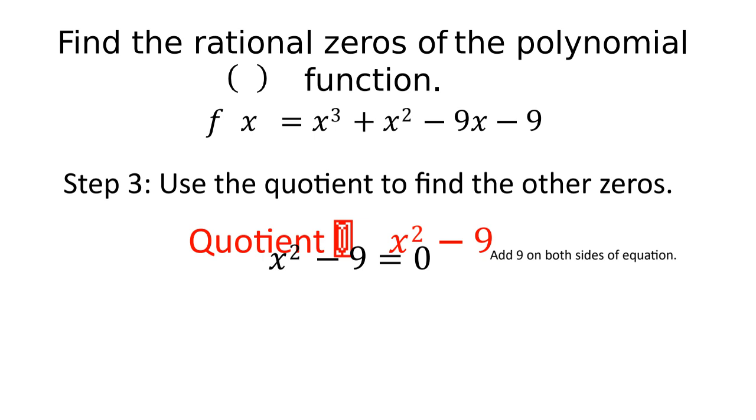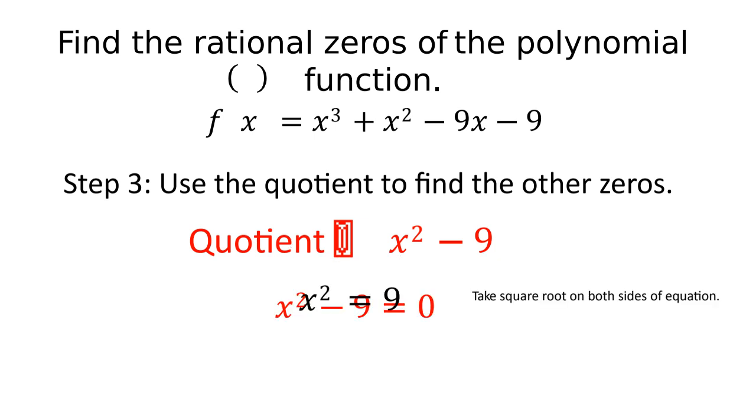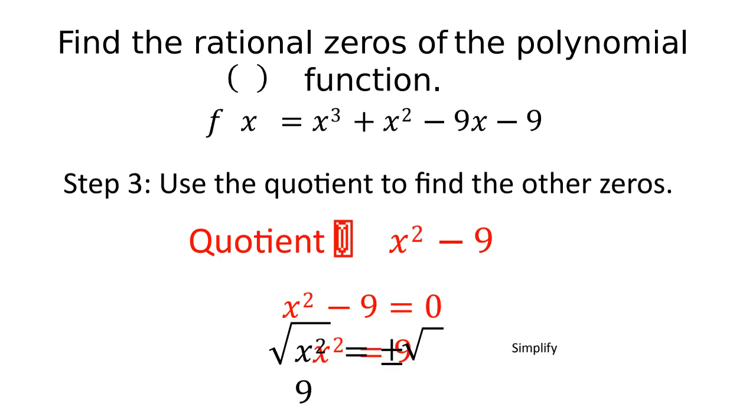Let me do it here because they do it differently. So then we have three options. We can factor, we can use the square root property, or we can use the quadratic equation. So here we're using the square root property.